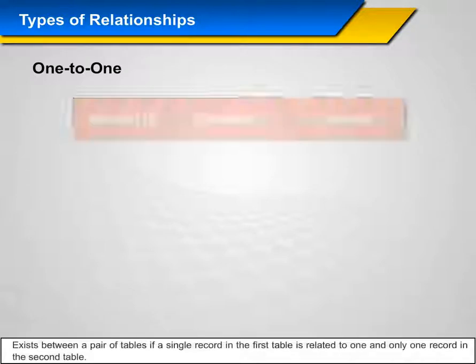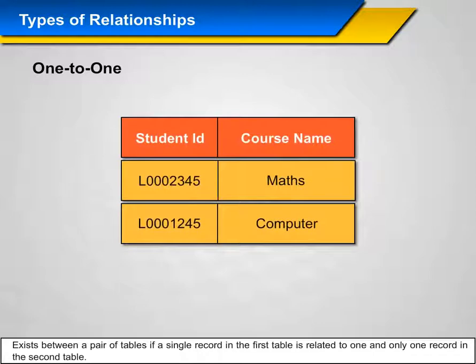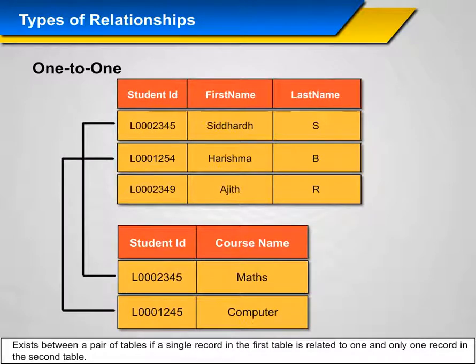Types of relationships. One-to-one exists between a pair of tables if a single record in the first table is related to one and only one record in the second table.